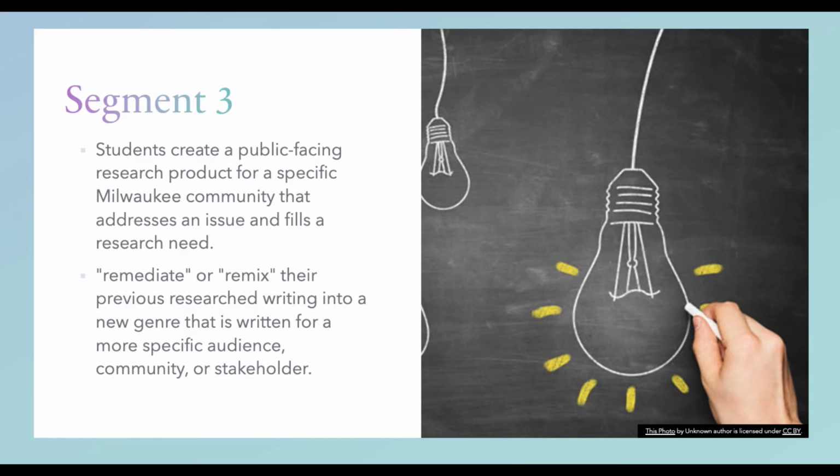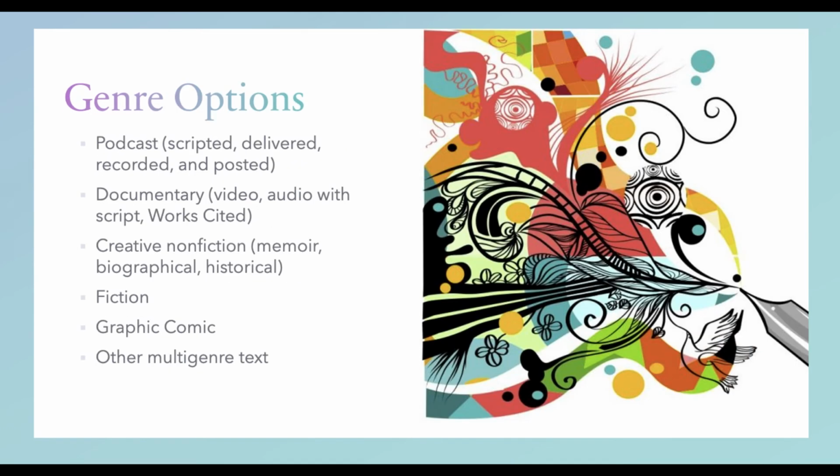So in segment 3, students create a public-facing research product, and it's for a specific Milwaukee community that addresses an issue and fills a research need. And the genre options are for them to do a podcast or a documentary. They could do a creative nonfiction piece, write some fiction, do a graphic comic, or other multi-genre text.